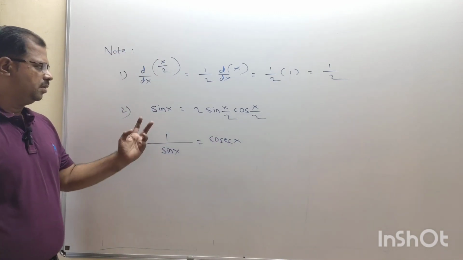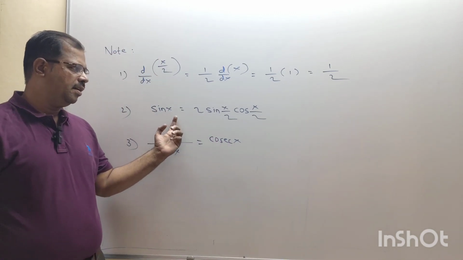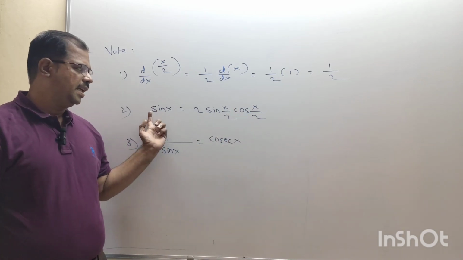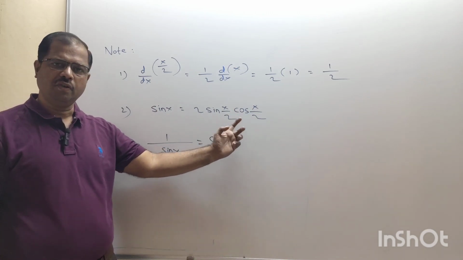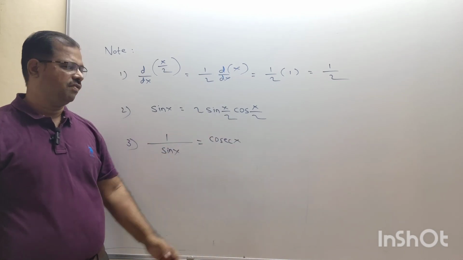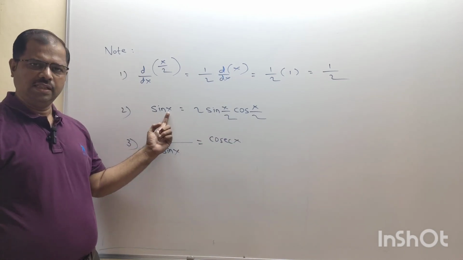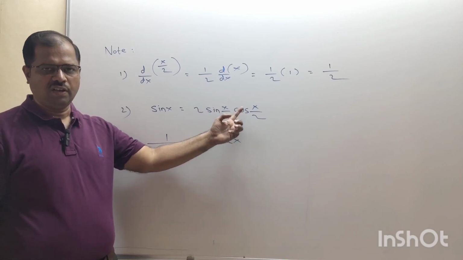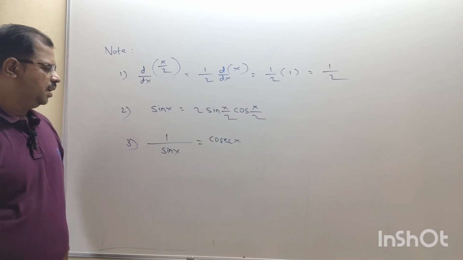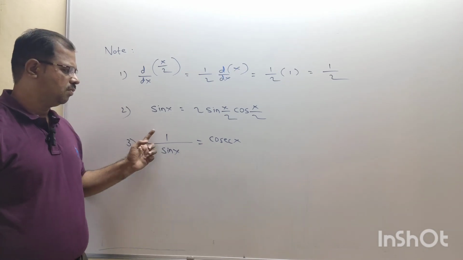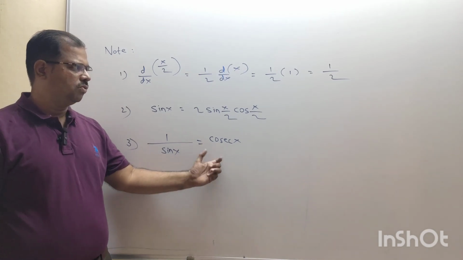Next, there is a formula: sine of an angle is 2 sine half angle cos of half angle. Sine of any angle, that is x, equals 2 sine of the half angle, that is x by 2, cos of the half angle, that is x by 2. Also, 1 upon sin x is equal to cosec x.